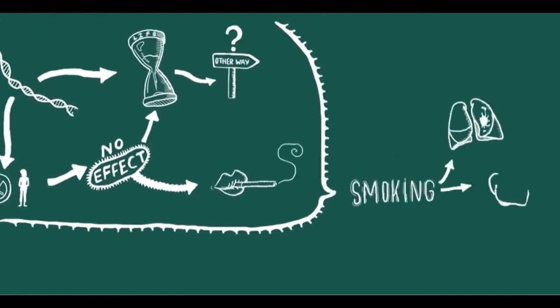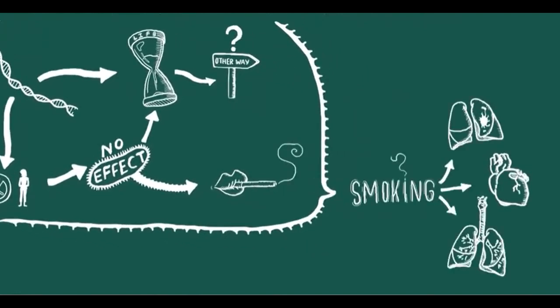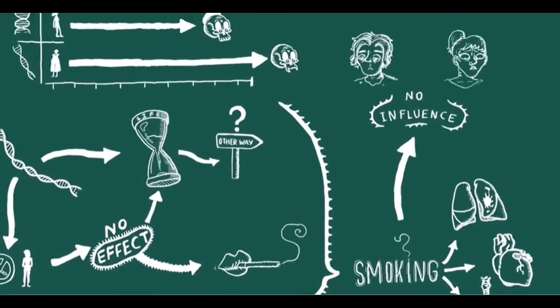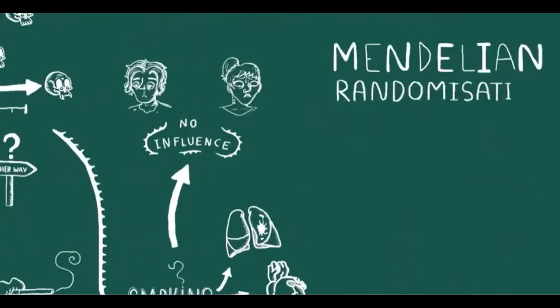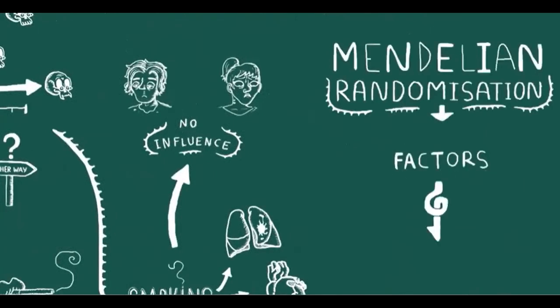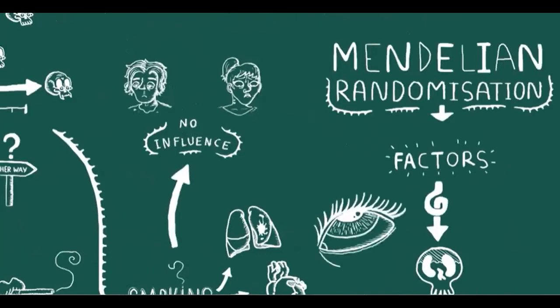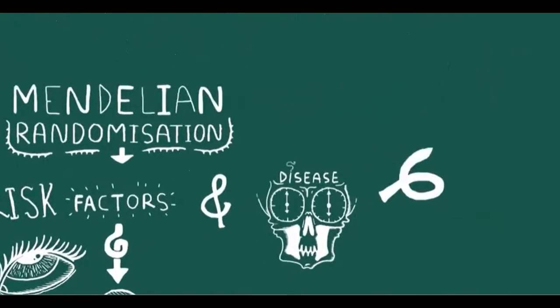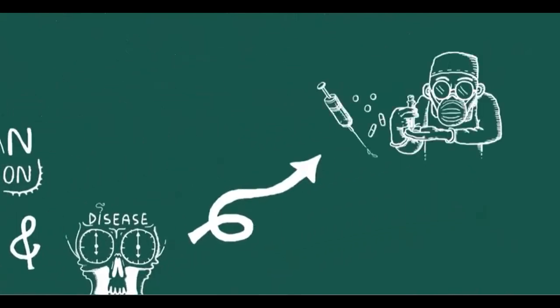Using this method, we can show that smoking causes lung cancer, heart and respiratory disease, and many other diseases, but does not seem to influence depression or anxiety. Mendelian randomization has already begun to tell us about factors that influence our risk of disease. Now we're using the same approach in other ways, to look at several risk factors together, and to look at what influences disease progression, which may help us to develop new treatments.